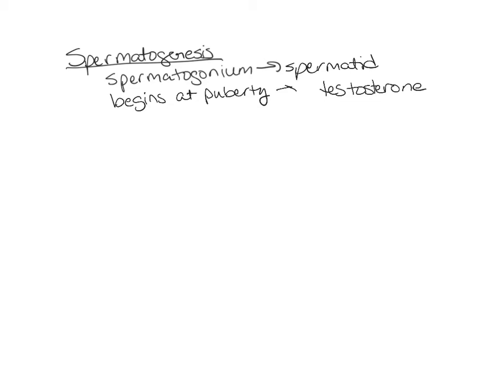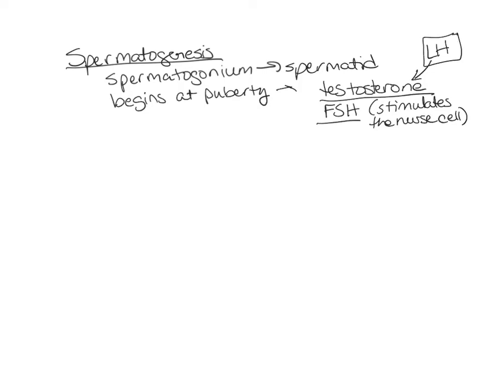It also requires the hormone follicle-stimulating hormone. The follicle-stimulating hormone stimulates the nurse cell, as well as the process of spermatogenesis. Luteinizing hormone is another hormone that the male needs for this process to begin in puberty, and luteinizing hormone stimulates the production of testosterone. So the male needs testosterone and FSH, and LH is required to stimulate the synthesis and release of testosterone.